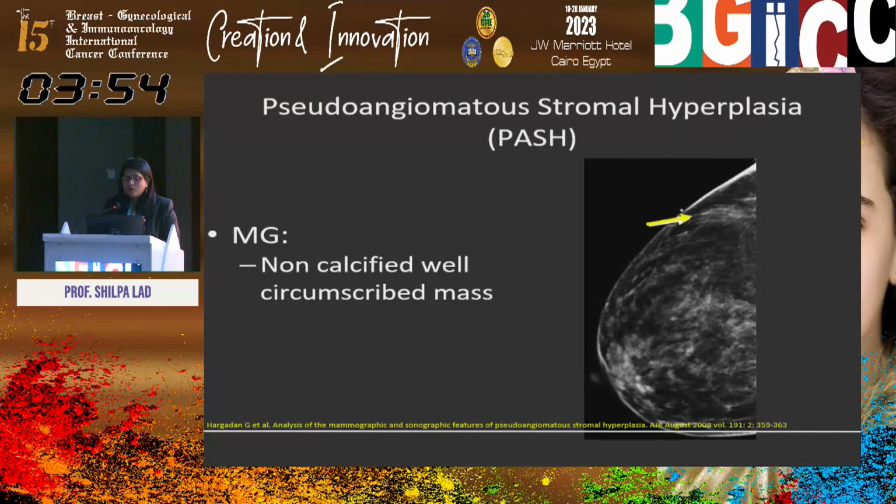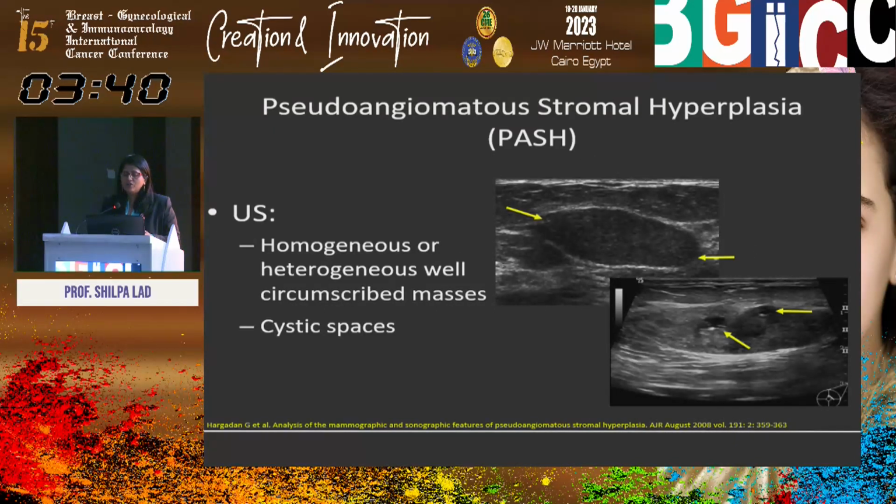Almost there. What about PASH? PASH can be an incidental diagnosis, or they can be seen as microcalcification, or even well-circumscribed masses like a fibroadenoma. You biopsy a lesion considering it could be a fibroadenoma, and the histopathology report comes back as PASH, pseudoangiomatous stromal hyperplasia.